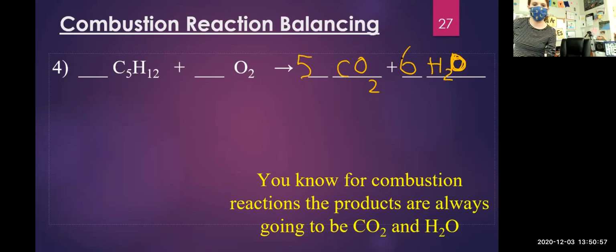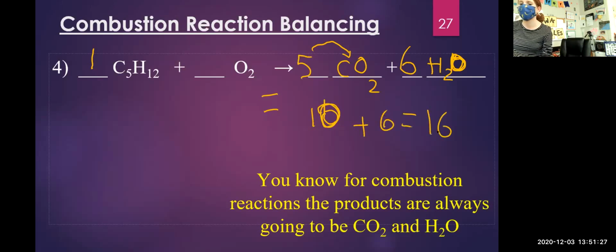Continue. Now, let's do our oxygens. Our problem child is always the oxygens. They're always the most complicated. How many do we have on the left side? We got 2. Now we're going to count my oxygens on the right. Okay, what's 5 times 2? It's 10. Plus, what's 10 plus 6? What does that equal? 16.